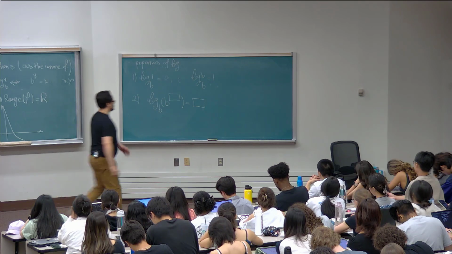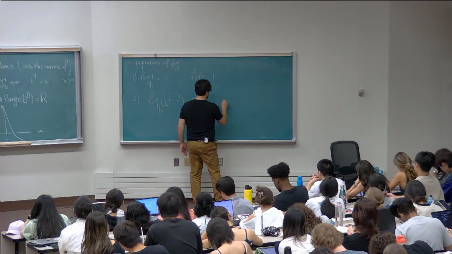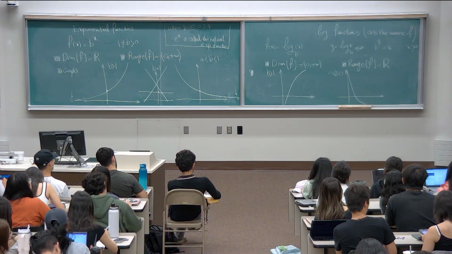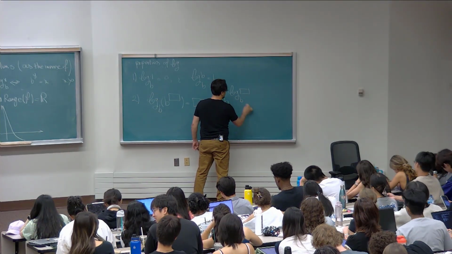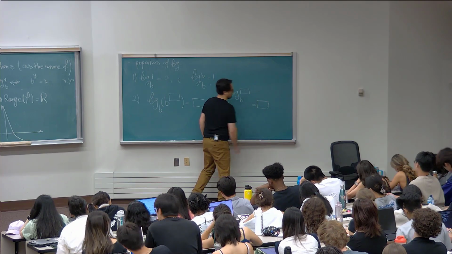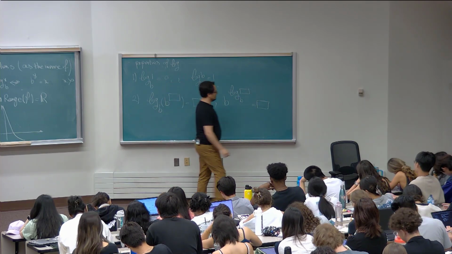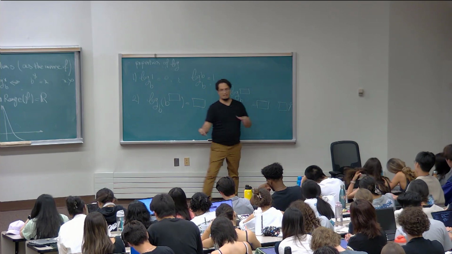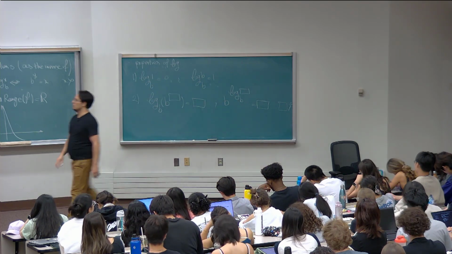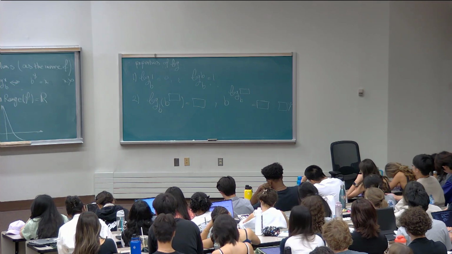The other way around is also true, which is b to the power log of something base b. Well, we have to make sure that this box is bigger than 0, as we always check this. Otherwise, log doesn't make sense.